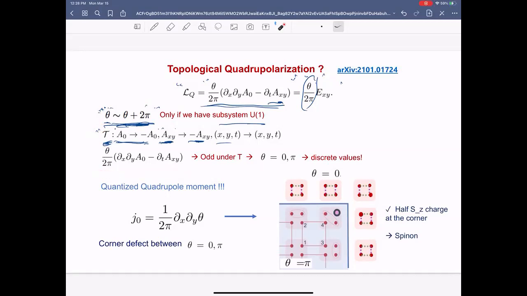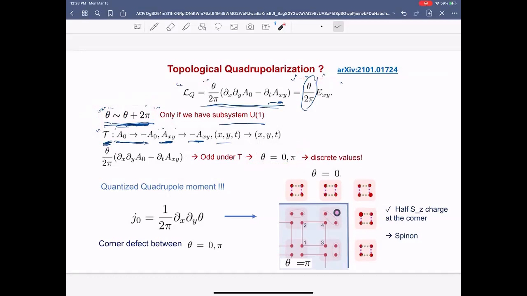Since the system is time reversal invariant, we can only take two discrete values, where theta is 0 and pi. After a time reversal flip, theta becomes 0 or minus pi. And because theta is invariant under a 2 pi shift, pi and minus pi are actually equivalent. So in the presence of time reversal symmetry and subsystem U1 symmetry, this quadrupolarization term has a quantized response.